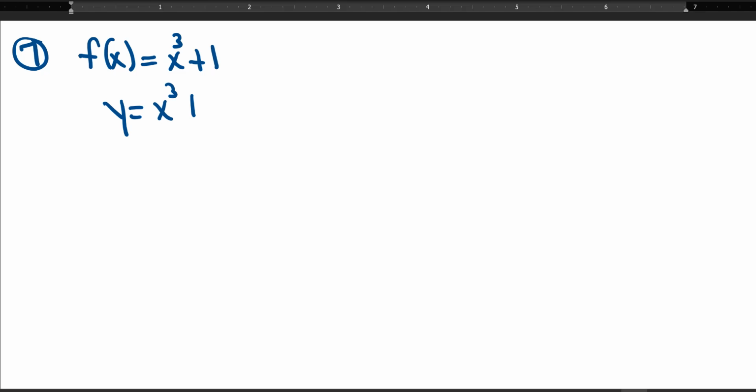All right, so let's look at question 7. We have f of x is equal to x cubed plus 1. Let's take a look at this graph. Okay, so before we look at the graph, let's replace f of x with y. Y is equal to x cubed plus 1.